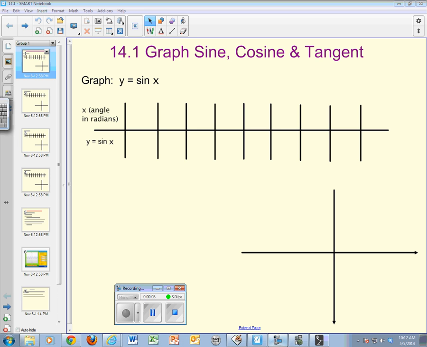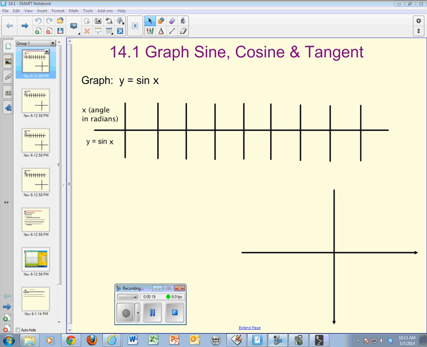Chapter 14 does start off by graphing. So we're going to do sine and cosine today. We're going to do tangent tomorrow, and then 14.2 is more graphing as well. So it's only 2 sections of graphing. However, it will take us the majority of the week to do those 2 sections.